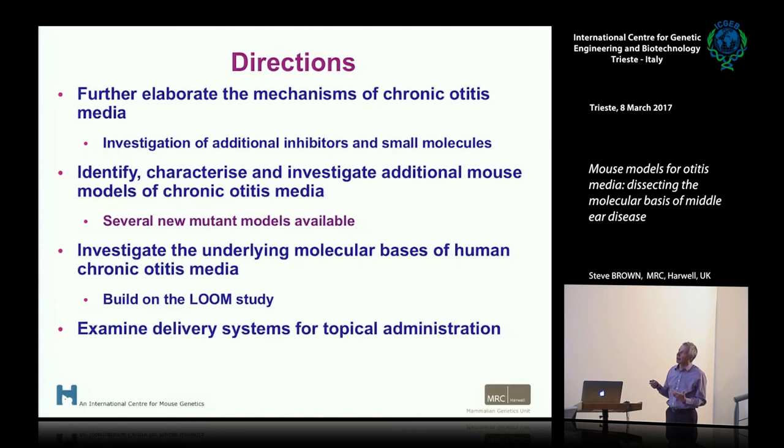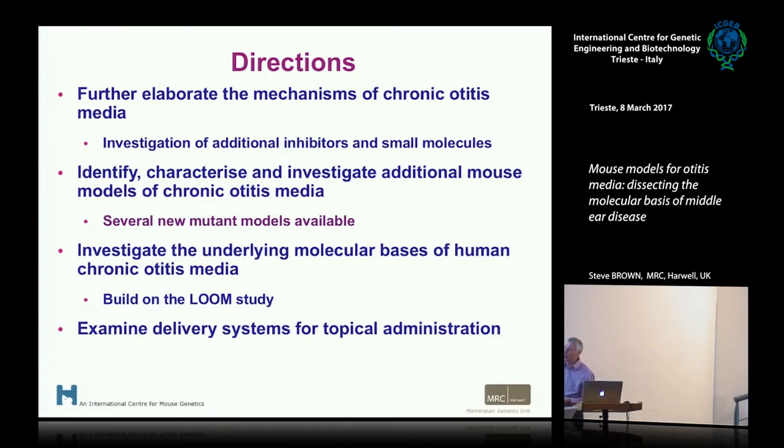We want to identify, characterize, and investigate additional mouse models of chronic otitis media. We have several new mouse mutant models, and I'll come back to that later on. We want to investigate the underlying molecular basis of human chronic otitis media, and build more on the LUM study. And of course, this is absolutely key, to develop delivery systems for topical administration into the middle ear.